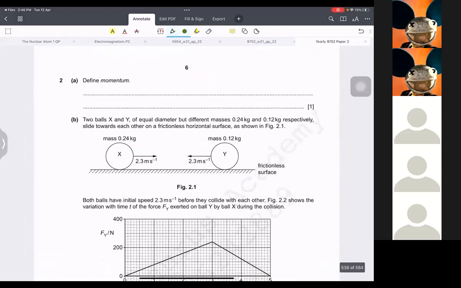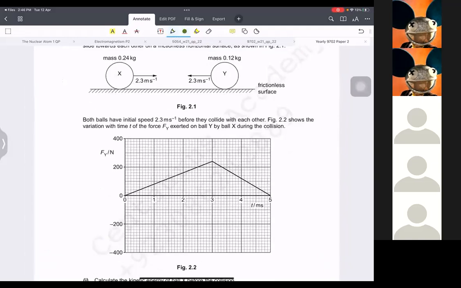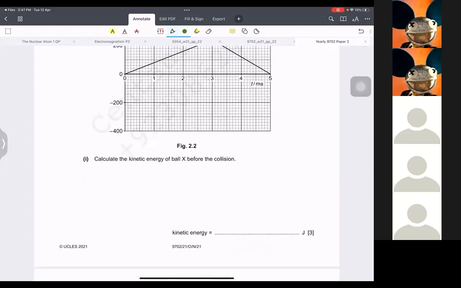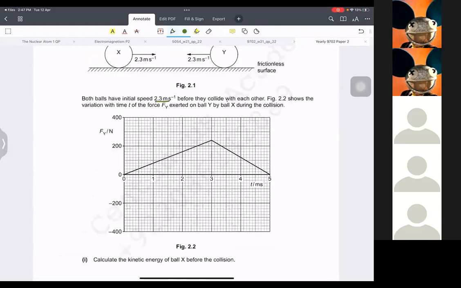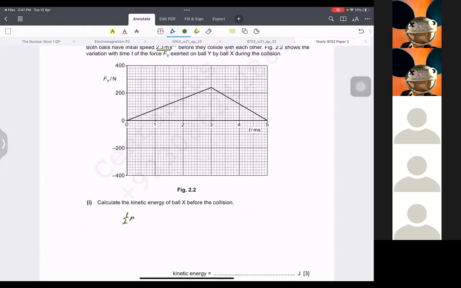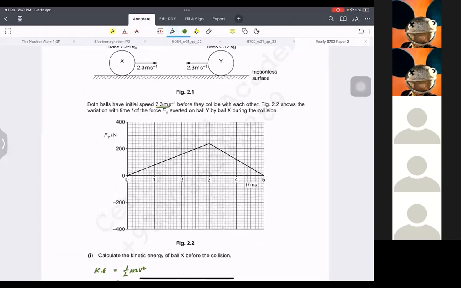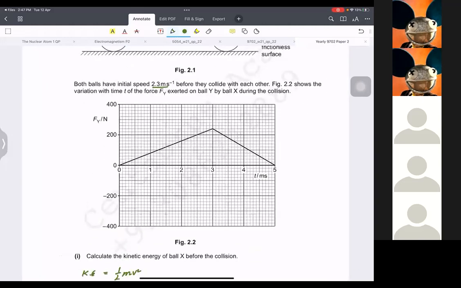Okay. Now going to question number 2. This took a lot of time, like 15 minutes, my God. Okay, momentum is a product of mass and velocity. So most of you know this, I believe. Then you have two masses moving in opposite direction. Both balls have initial speed this. Okay. Calculate the kinetic energy of the ball before its collision. Ball X, which is 2.3 speed. So I'm going to use half mv square. That's kinetic energy. So half times the mass is 0.24. And the speed is 2.3.